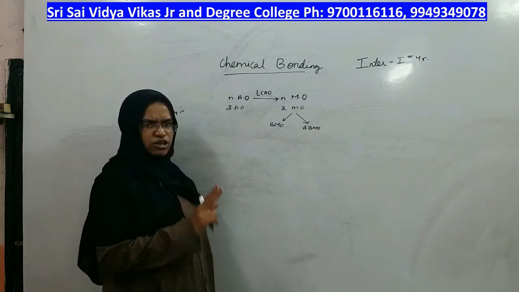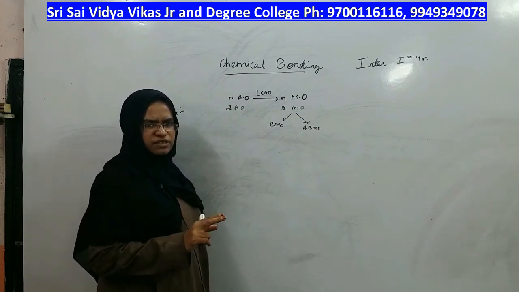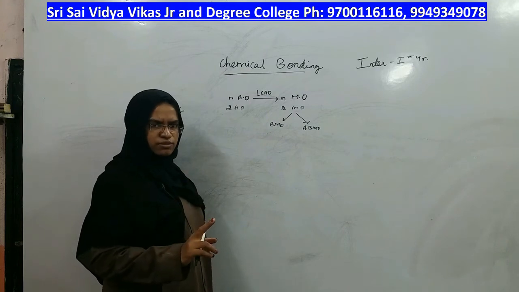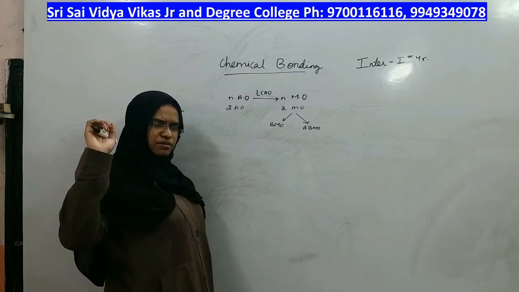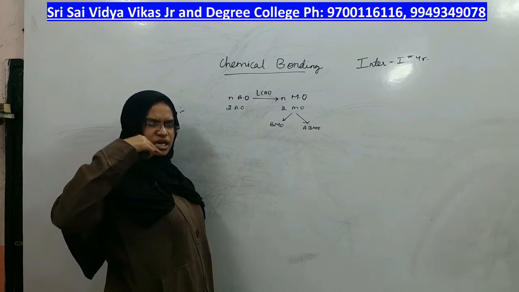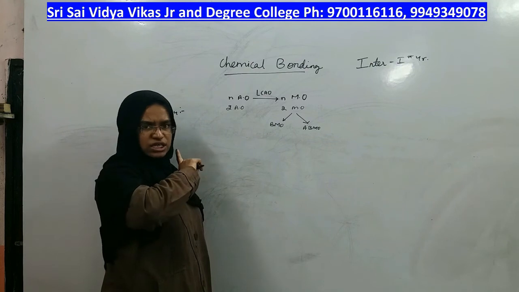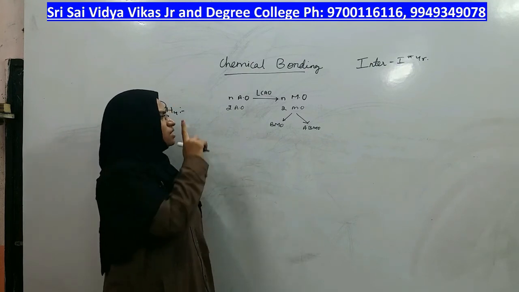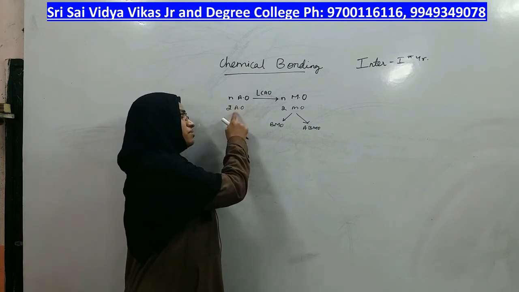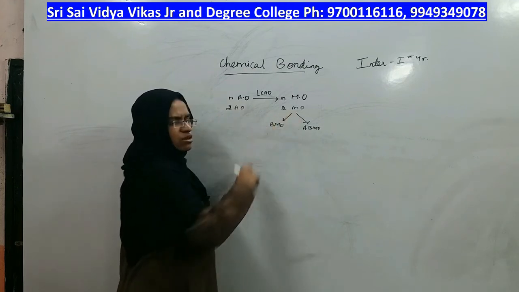If two atomic orbitals are combining with each other, you will get how many molecular orbitals? Two only. Same as hybridization. How many atomic orbitals participate in hybridization? That many hybrid orbitals you get there. Same way here, however many atomic orbitals are combining with each other, that many molecular orbitals you get.